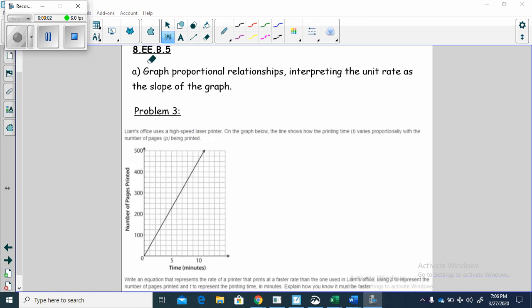This is the third question on 8EEB5. On this one, we're going to graph a proportional relationship, interpreting the unit rate as the slope of the graph. What we're actually going to do is take the graph that's here, and write the linear equation from it.